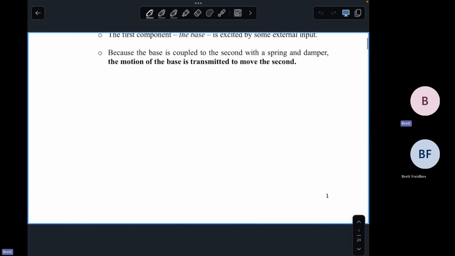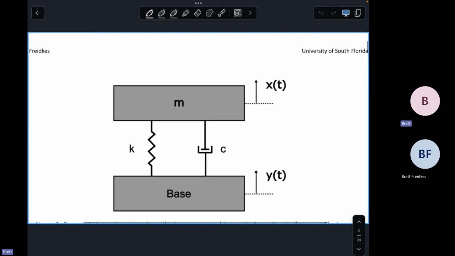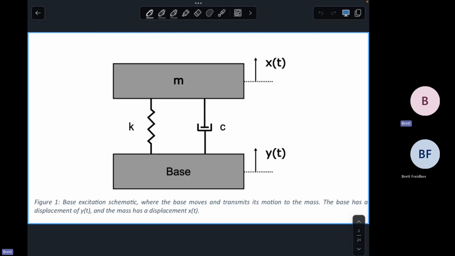Base excitation. Where we have a base that is moving. We say that the motion of the base is given by y of t. And that movement of the base will end up impacting the movement of a mass, which is moving at x of t.